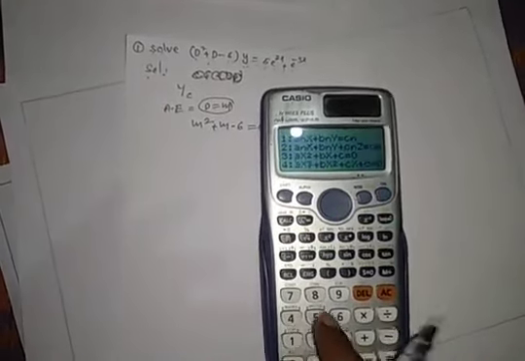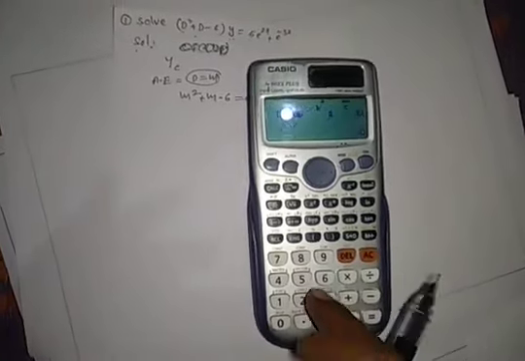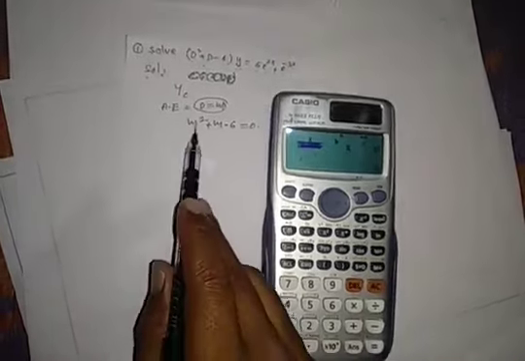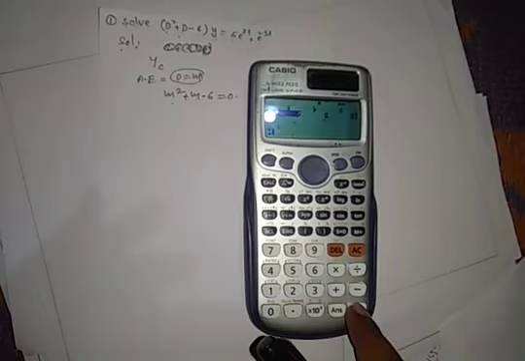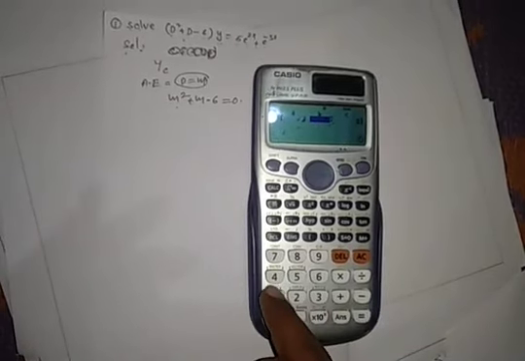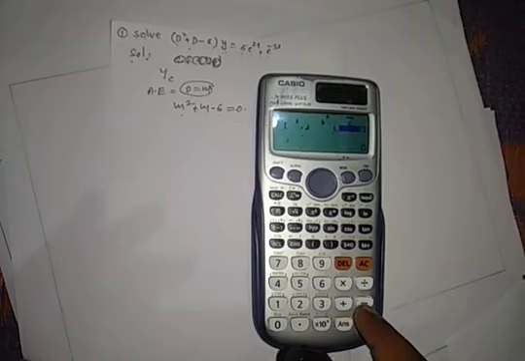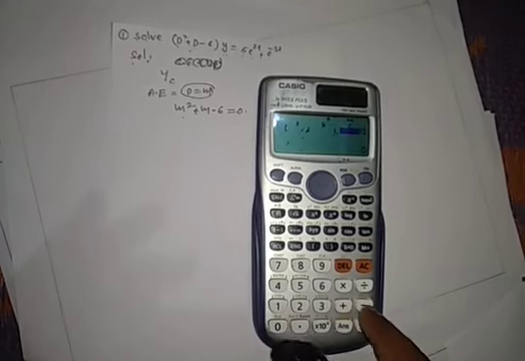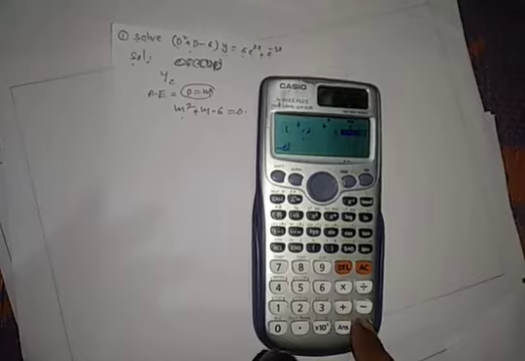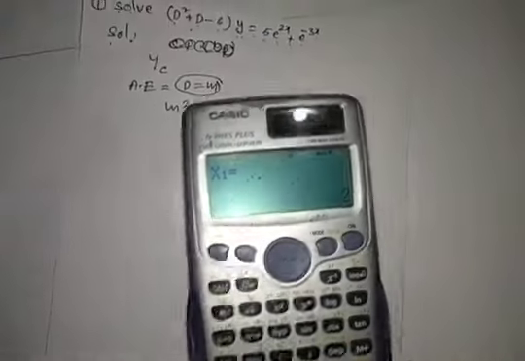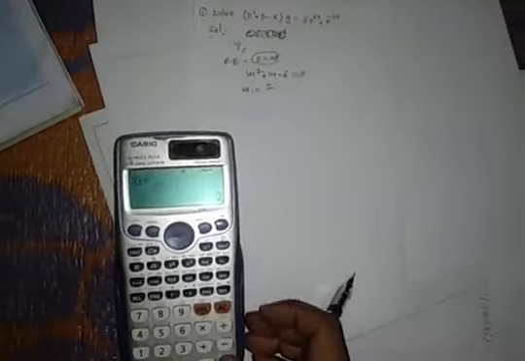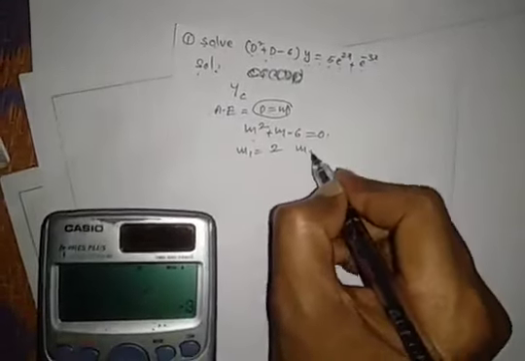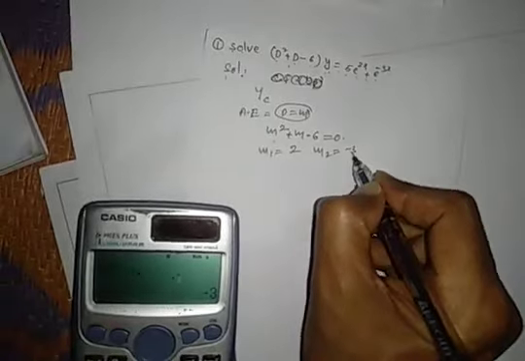Equation mode number 5, this is the quadratic equation. Press number 3. Here A, B, C means m square coefficient, m coefficient and constant. So the m square coefficient is 1, equals, the m coefficient is also 1, equals, and the constant value is minus 6, equals. So x1 is equal to 2. Then let m1 is equal to 2. Now press the equal button again. m2 is equal to minus 3.